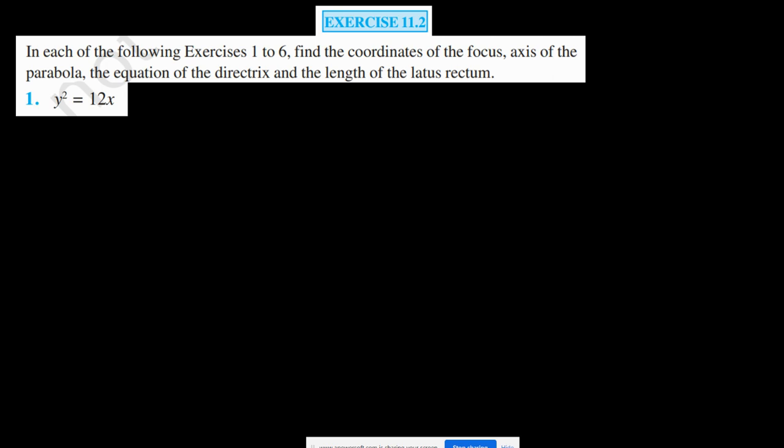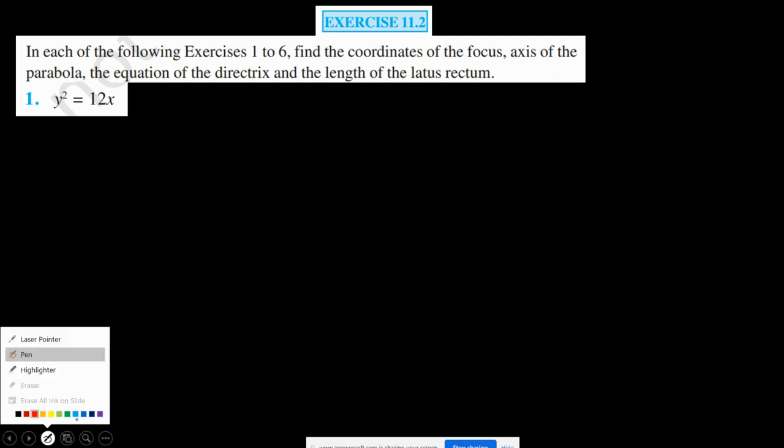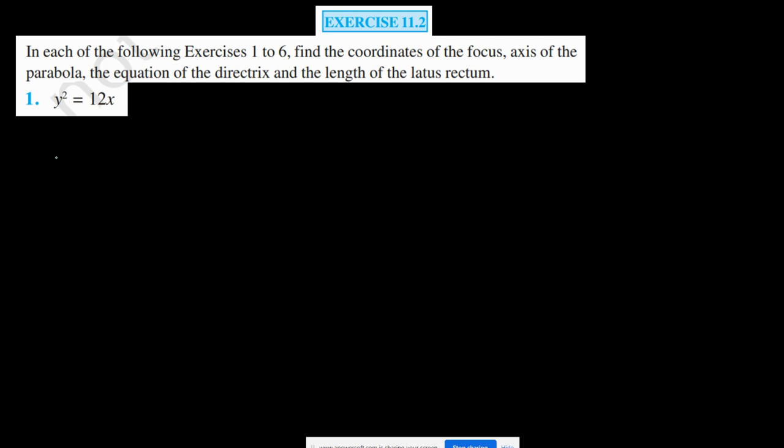Exercise 11.2. In each of the following exercises 1 to 6, find the coordinates of the focus, axis of the parabola, equation of the directrix and length of the latus rectum. Four things we have to find out. First, let me write down the equation given. The equation given to me is y squared is equal to 12x.